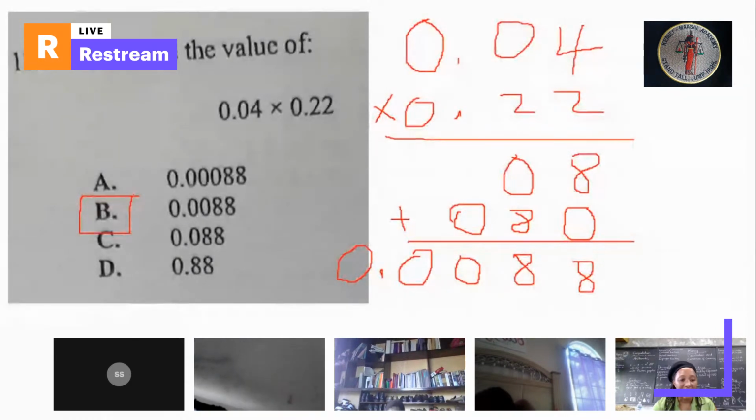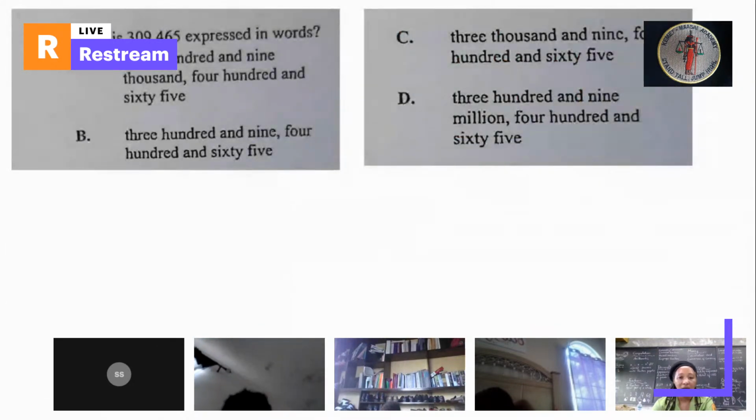So when you're multiplying decimals, it's very important for the final answer to count all the decimal places. 1, 2, 3, 4. Okay. All right.